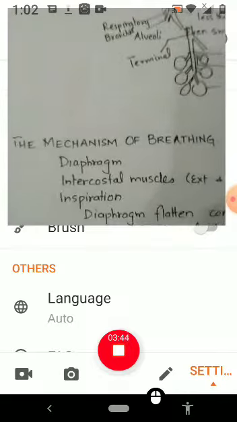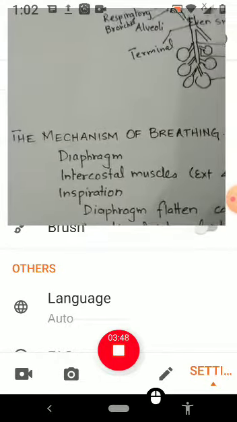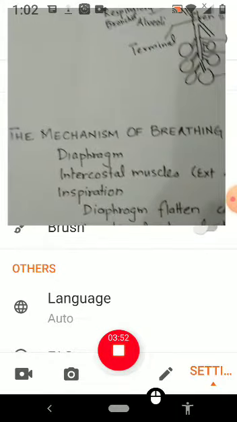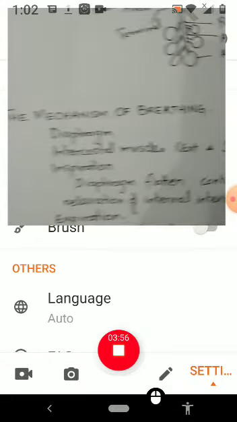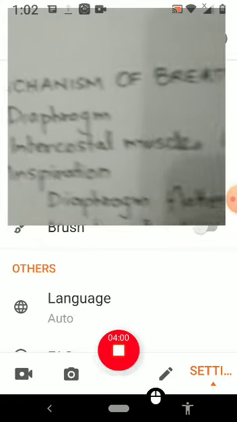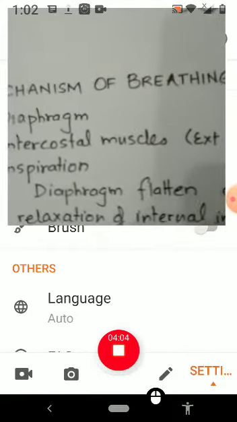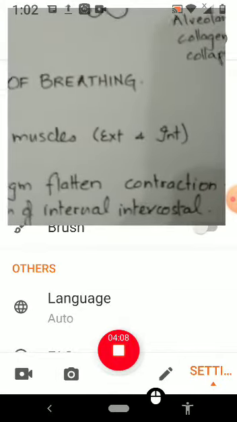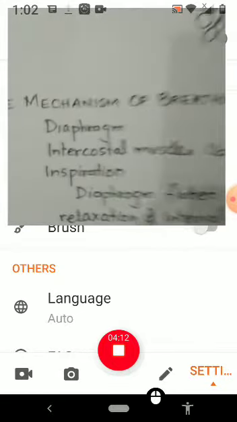Now, the mechanism of breathing, that is how air is taken in and drawn out. The structures which help in the mechanism of breathing include the diaphragm and the intercostal muscles. There are two sets of intercostal muscles, the external intercostal muscles and the internal intercostal muscles.